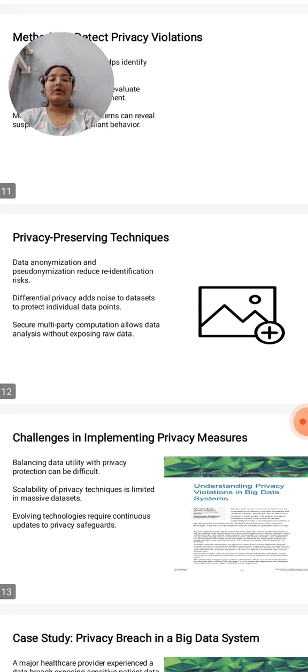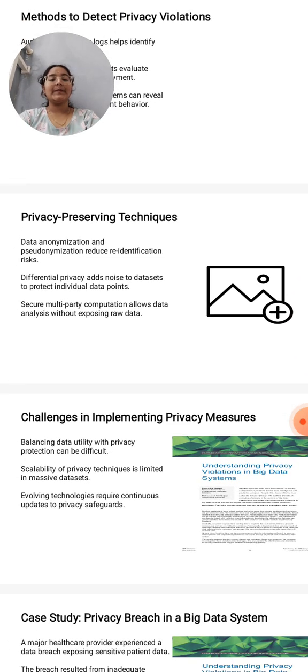The next slide is about privacy preserving techniques. Data anonymization and pseudonymization reduce re-identification risks. Differential privacy adds noise to datasets to protect individual data points. Secure multi-party computation allows data analysis without exposing raw data.